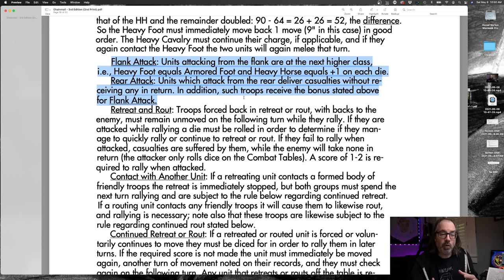So in a sense, there was a rear attack. It wasn't a sneak attack or a surprise attack. It was just, if you're attacking somebody from the rear, you have basically an advantage. So Chainmail had that.